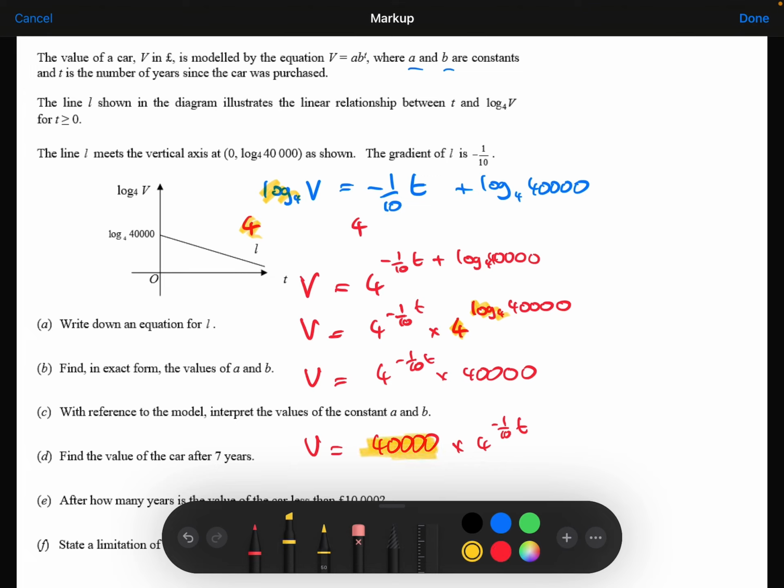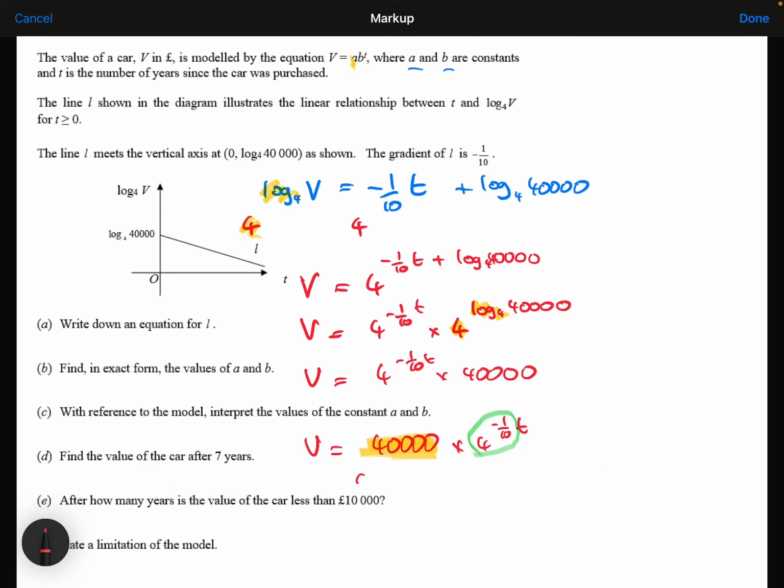So I can see clearly that the A is 40,000 here. The B is within here. It's the 4 to the power of minus 1/10. Which I could put into my calculator, but it does say it wants the values of A and B in exact form. So I'm actually going to leave B as being 4 to the power of minus 1/10. That's exact. So that's one way of doing that question.